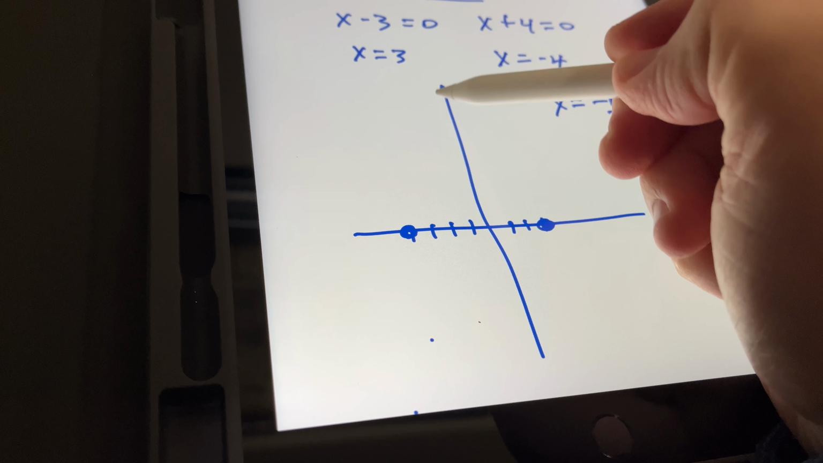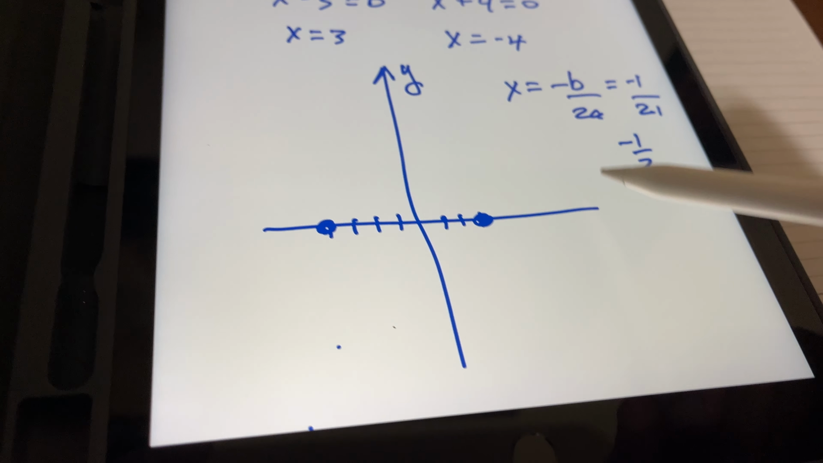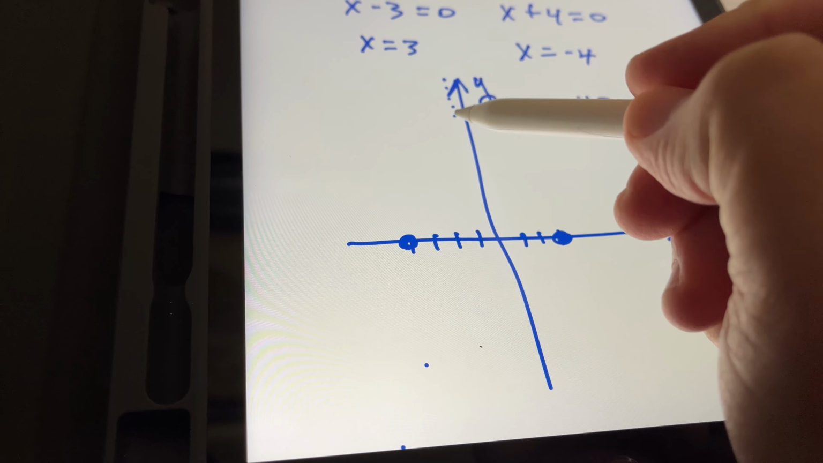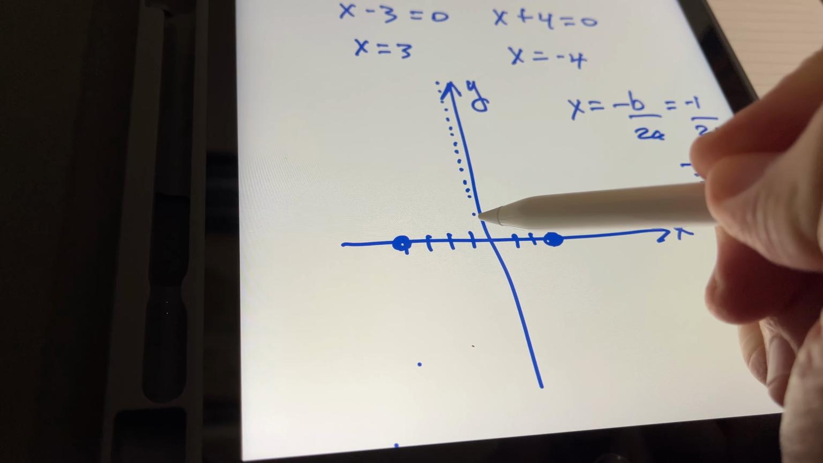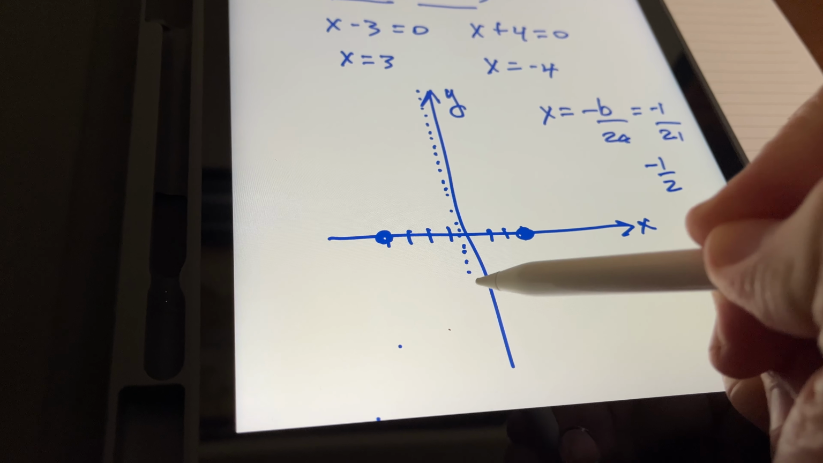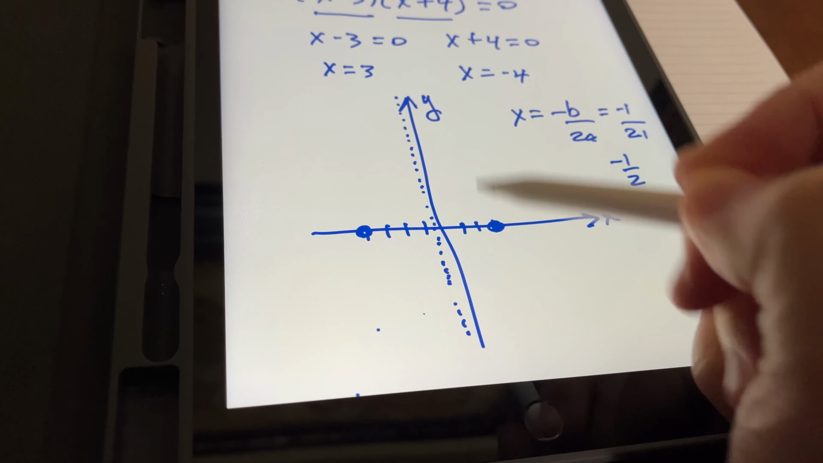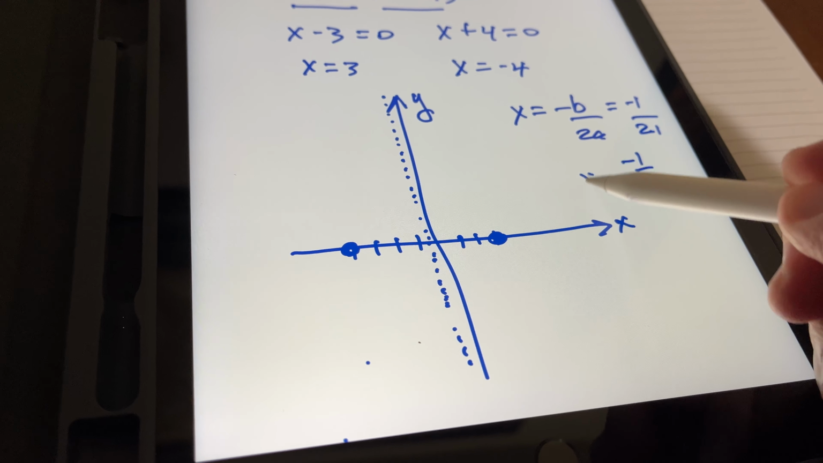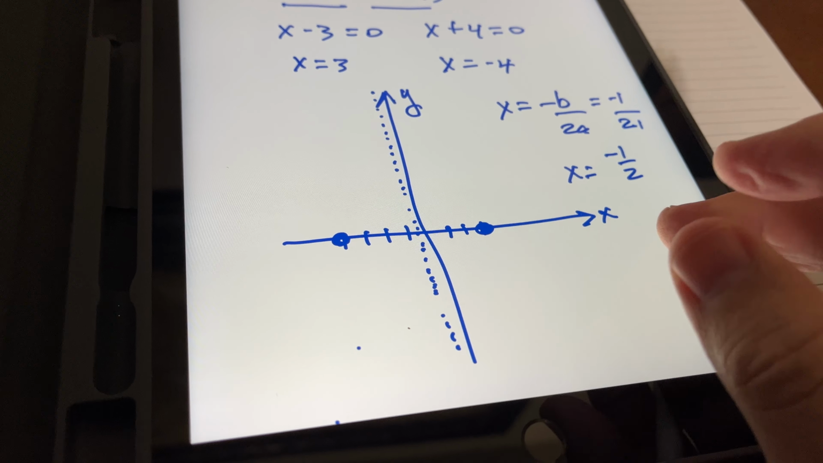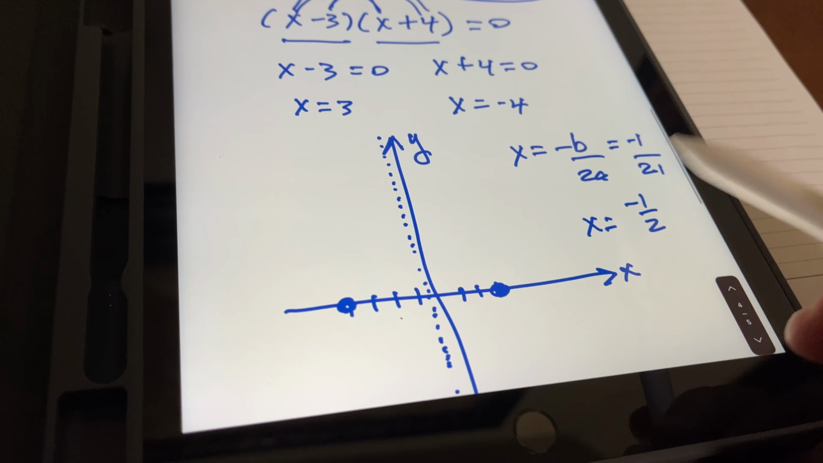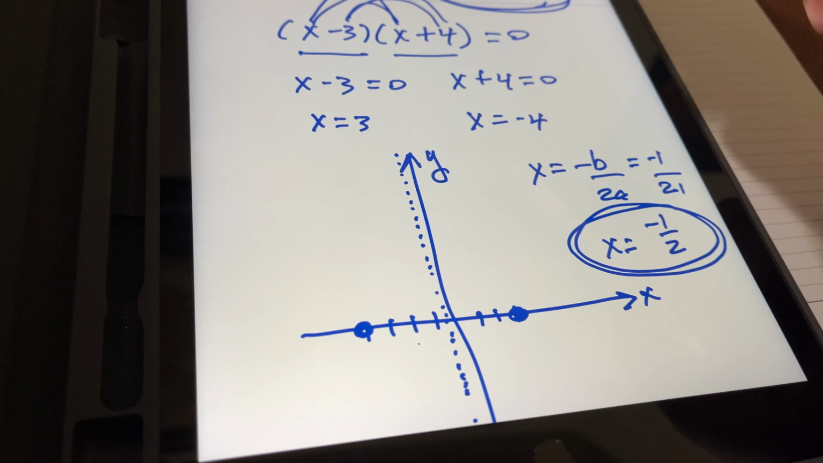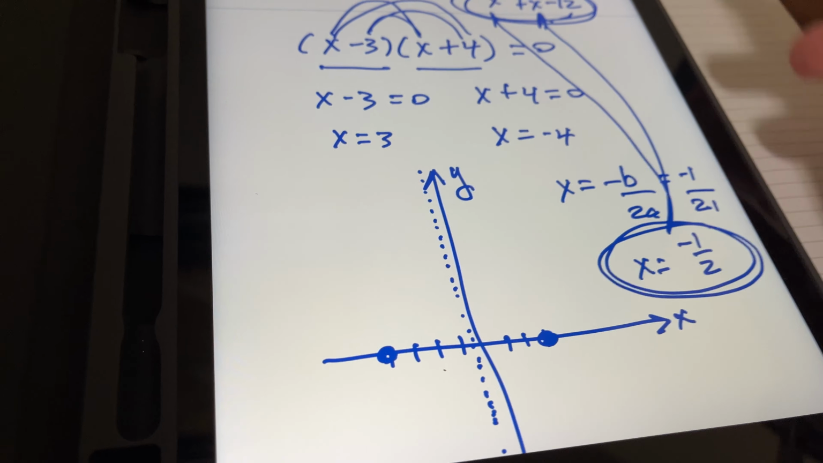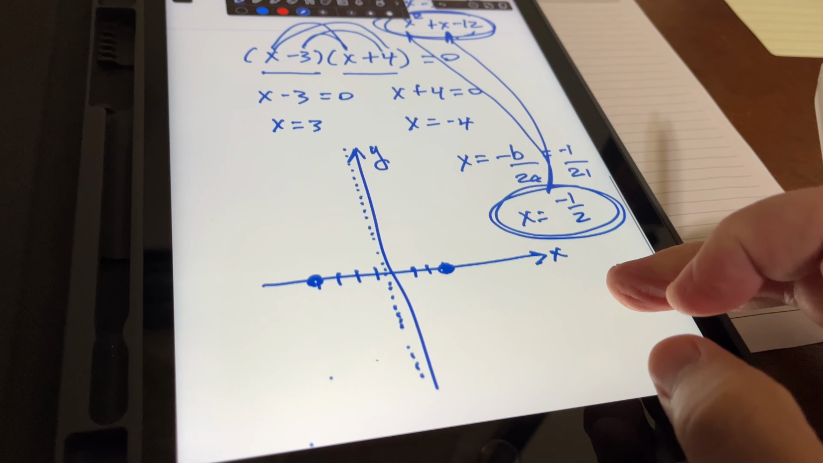So negative 1/2, and then I'm going to go over. This is my y-axis, and this is my x-axis. And I know that the line of symmetry is going to be right here. This is the line of symmetry, negative 1/2. So the x value is negative 1/2. So what I'm going to do is take this and substitute it in here for x in both of those places to figure out what y is.